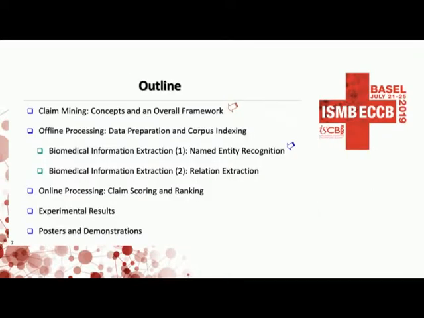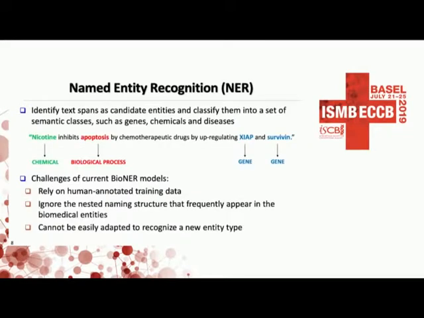Number one is named entity recognition. What is named entity recognition? Basically, you give me a sentence, and there are millions of them. You try to find whether this one is a chemical, whether this one is a biological process or gene or disease. You want to automatically identify this.